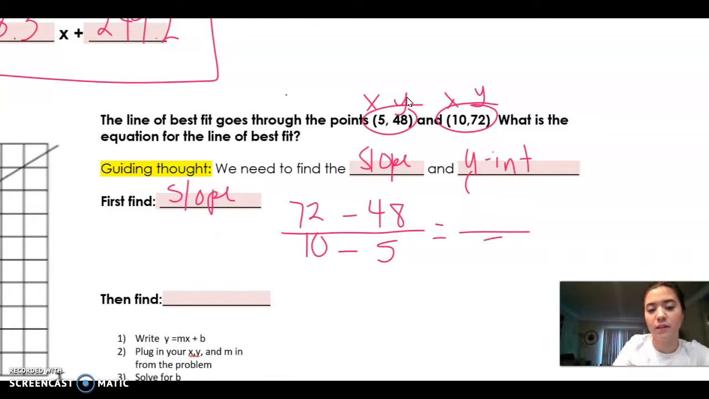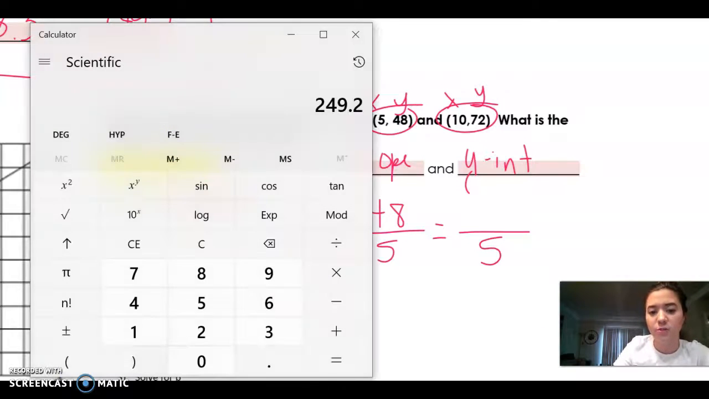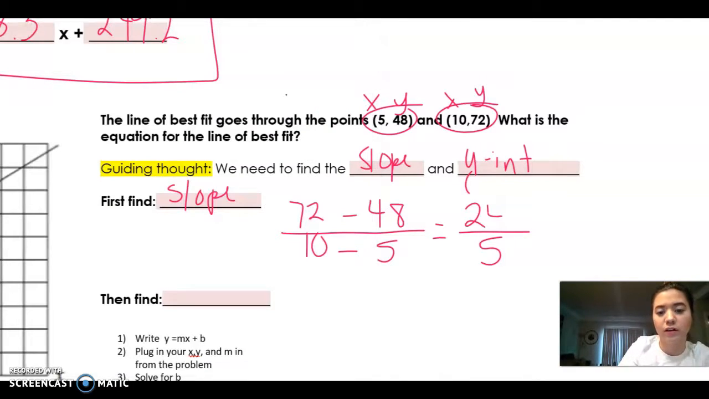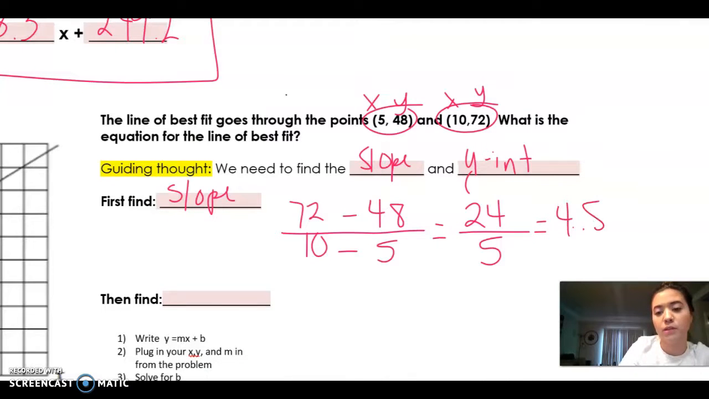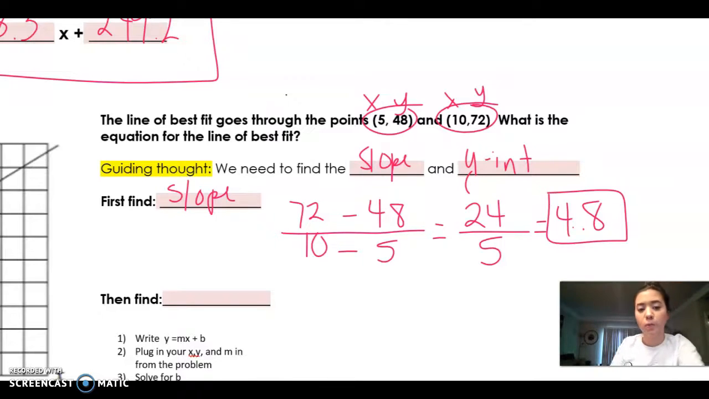All right, well, I know 10 minus 5 is 5. 72 minus 48, that's a little harder. I'll just use a calculator really quick. We get 24. For this, I'm going to go ahead and do that. So we have 24 divided by 5, we get 4.8. For these problems, I really want you to get your decimal. Okay, so there's 4.8, and that was our slope, or our m value.